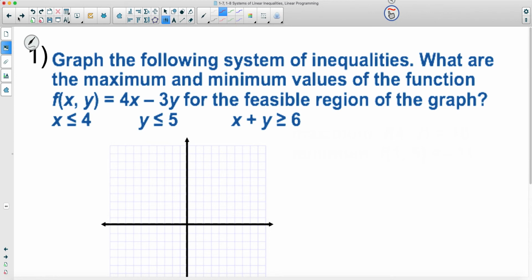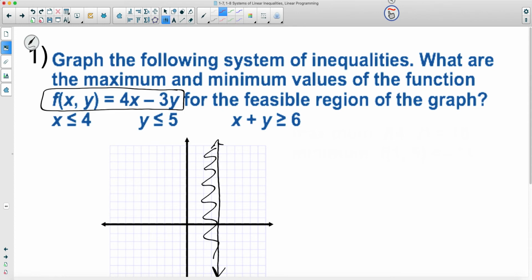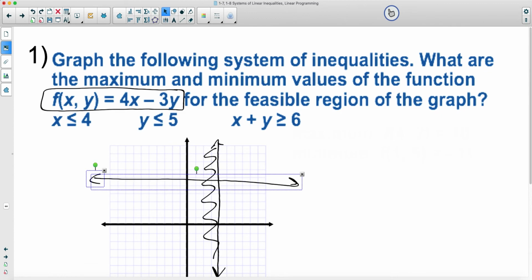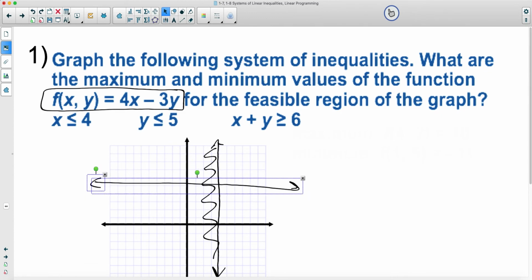All right, so remember, right there, put it in the box, throw it away for the time being. And then we graph our inequalities here. So x is less than 4. We hit 4 on the x, going to the left. Y is less than or equal to 5. We hit 5 on the y. Okay, I might move that up a little bit. Right there. And then we graph our line here.